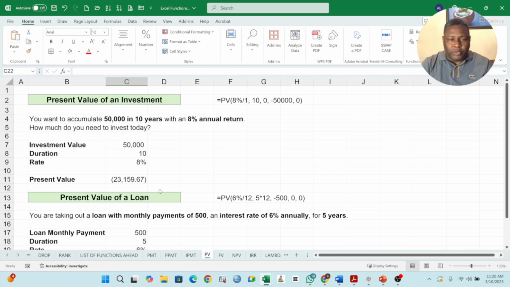All right, so this is where we're going to stop on present value. So see you in another section when we are going to be looking at another function.